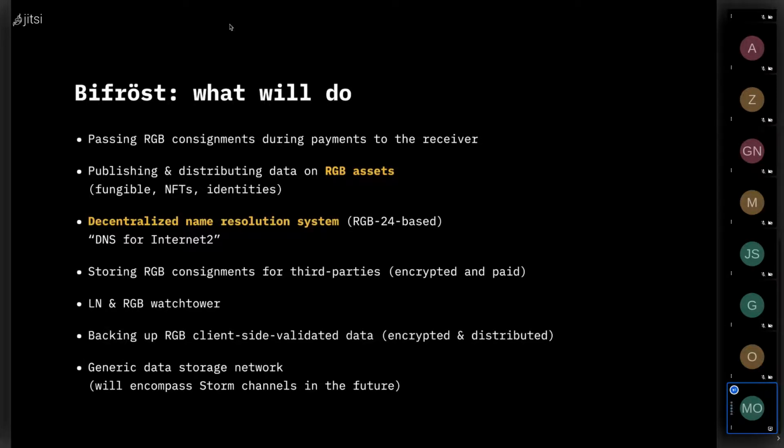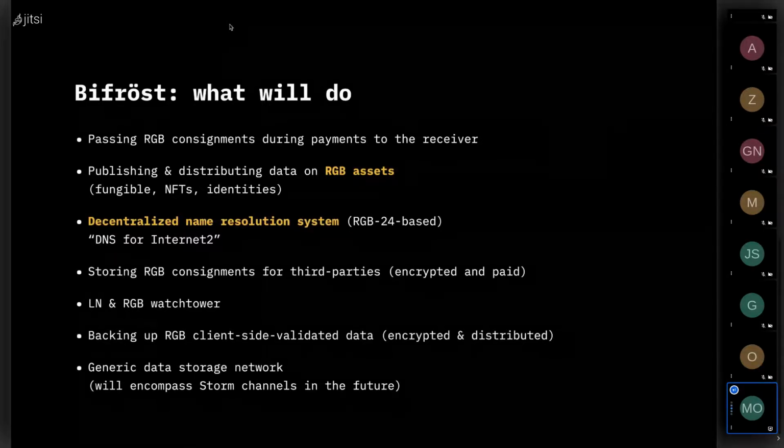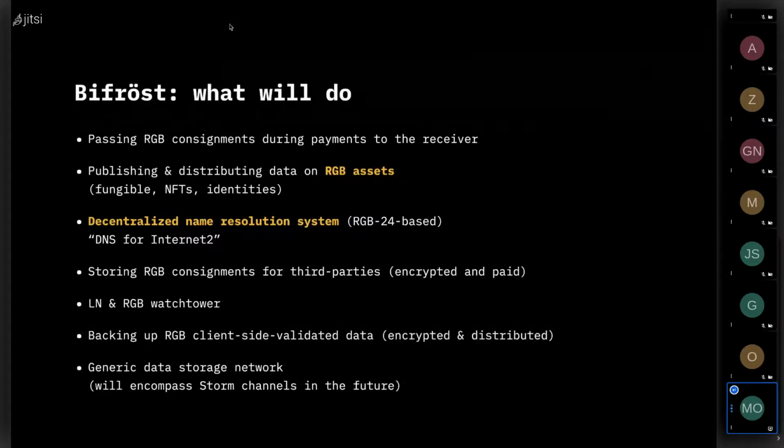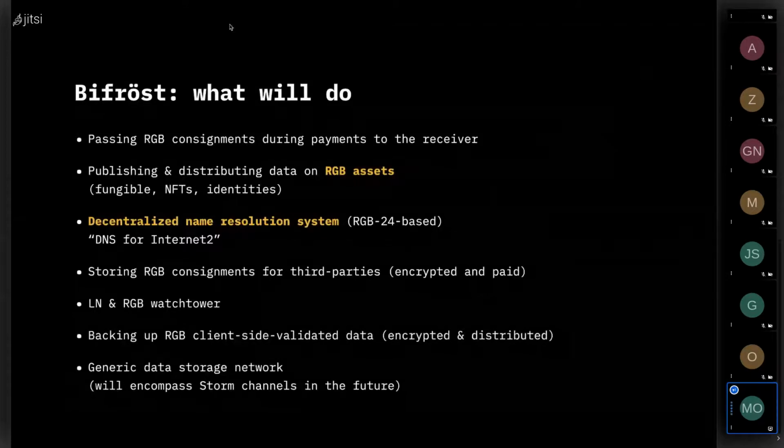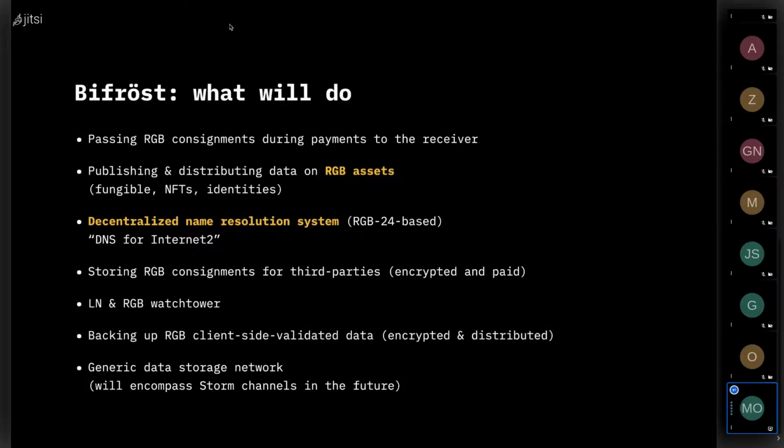You can also publish and distribute data on RGB assets. So if you are an issuer and you publish an asset, you will publish it to the Bifrost network, and Bifrost nodes will just exchange this information, and any other node can ask a Bifrost node, what assets do you know? And you will be provided with a list of assets. And to protect from spam, again, just combine that with the Lightspeed payments, pay some small satoshis or sub-satoshis for this request, and get your data.